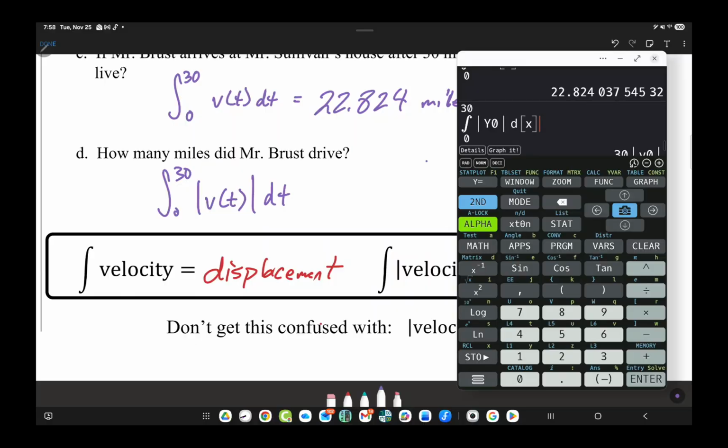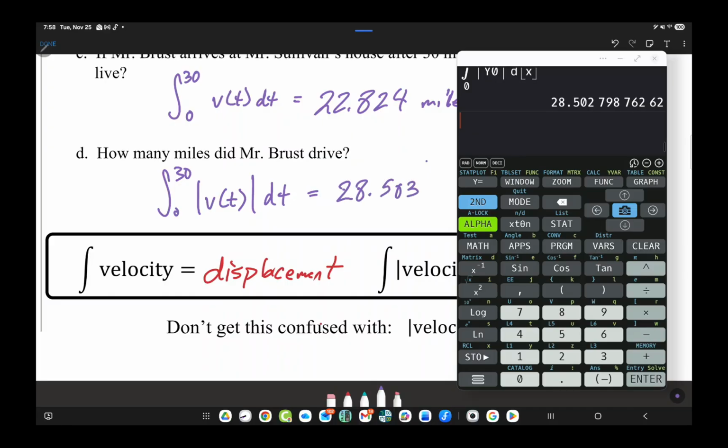But also on your calculator, if you look right above the 0 button is the catalog. If you press second and 0, the very first thing that should pop up on your calculator is absolute value. So that is kind of the fastest way to do it. It doesn't work for mine because mine doesn't do A first. It does numbers and symbols first. So, yeah. Either way, you have a way to find absolute value. Do whichever you will. So we plug this in, and we get that he drove 28.503 miles.